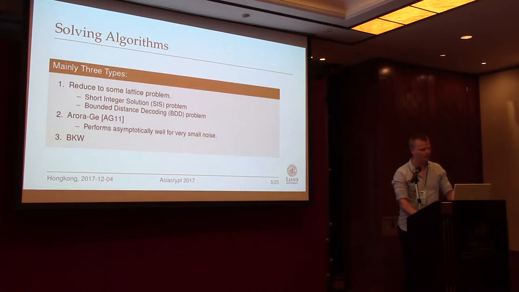When it comes to solving algorithms, there are mainly three types. The first is to reduce to lattice problems, which were discussed in the previous talks. Then there is Arora-Ge, which is asymptotically very, very good when you have a very small noise, but otherwise not so good. And then finally there is BKW, which will be the focus of this presentation.